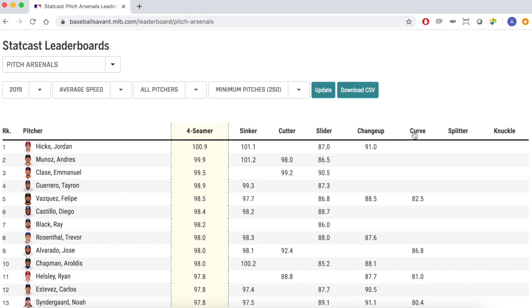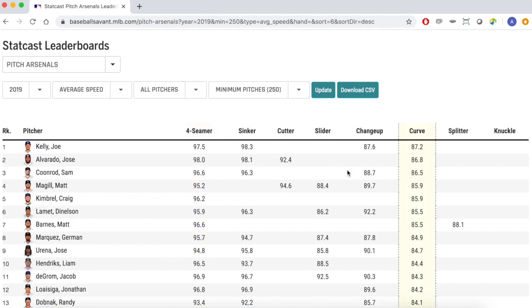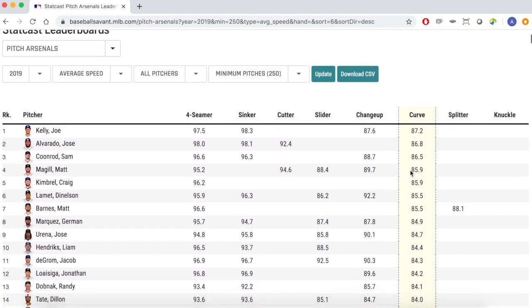If you want to know who throws their curveball the hardest, you can click on that. Joe Kelly, 87.2 miles an hour. A quick and easy way to get to velocity. And you can also look at the bottom and see who throws it the softest as well. You can also sort this by lefties and righties or change the pitch minimums or whatever you want.